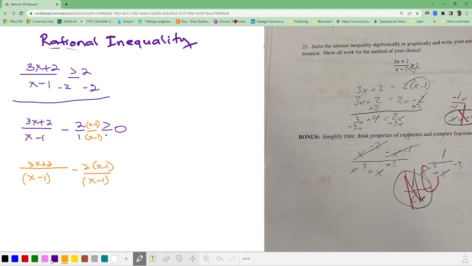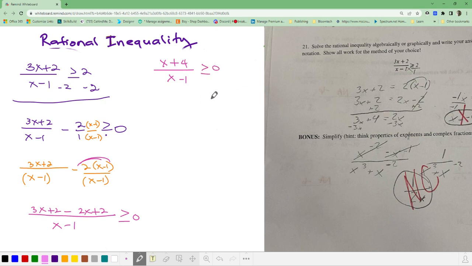Okay, so now let's combine them into one term. So you have one denominator, so that's x minus 1. The first one will be just 3x plus 2. But the second one, you need to distribute the negative 2. So you have minus 2x plus 2, and all of these should be greater than or equal to 0. Now simplifying the numerator, 3x minus 2x is just x. So you have (x plus 4) over (x minus 1). Okay, and all of that should be greater than or equal to 0.